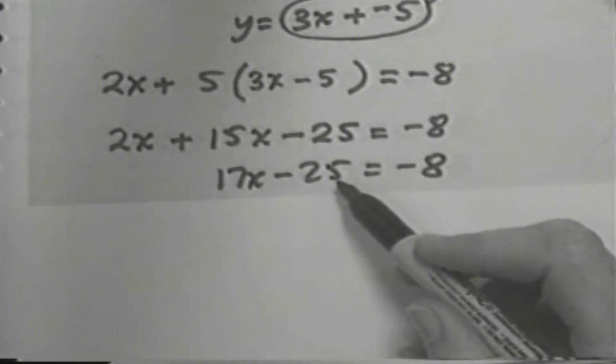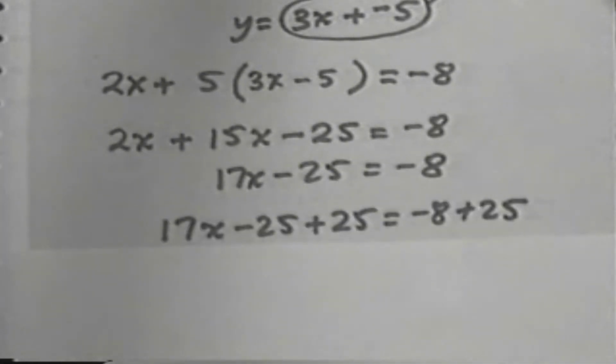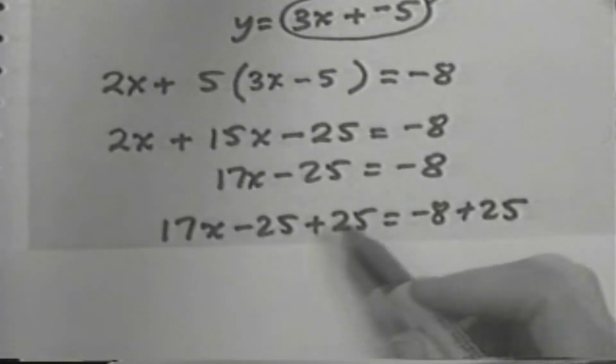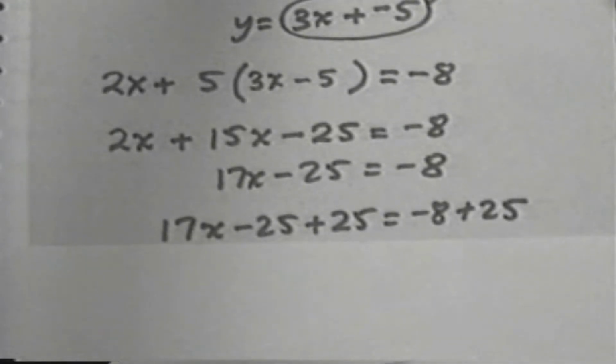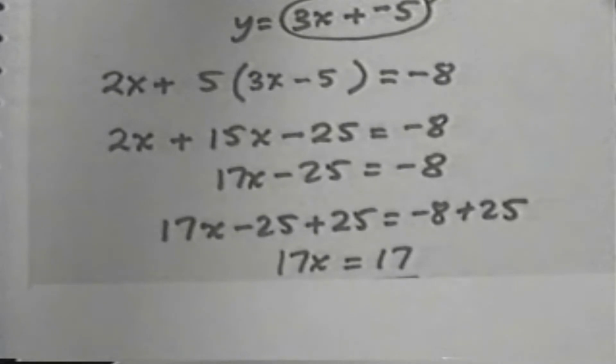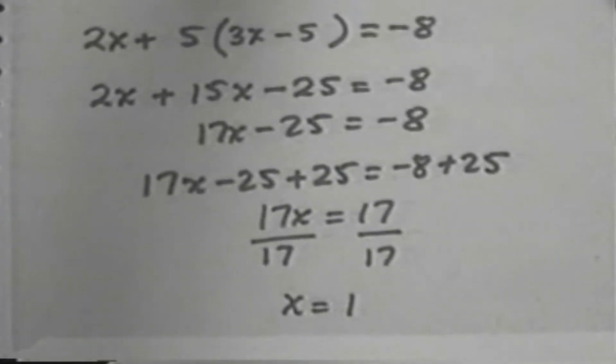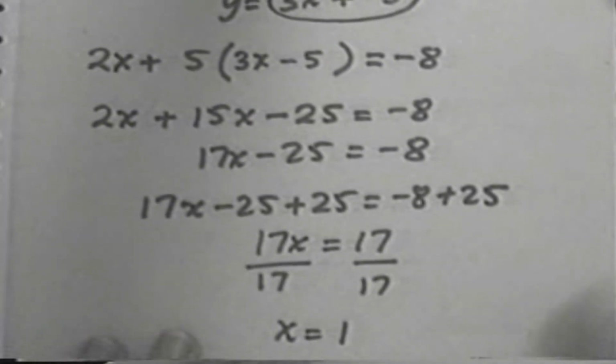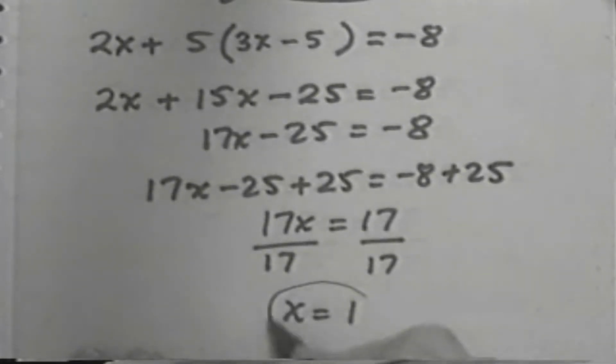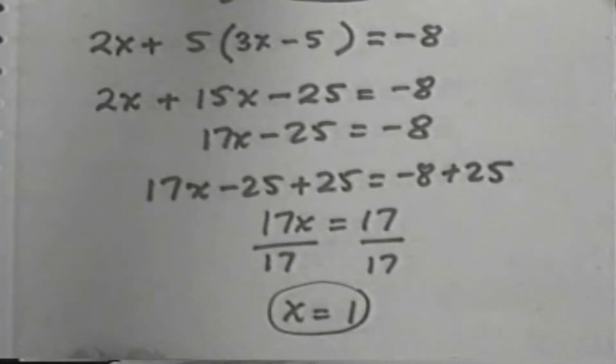To remove the 25 that's subtracted, we add 25 to both sides. 17x subtract 25, add 25, equals negative 8, add 25. On the left, the 25's cancel, so we have 17x. On the right, we have 17. And now dividing by 17 on both sides gives us the answer, x is equal to 1. And so here's our x value for this problem, x is equal to 1.